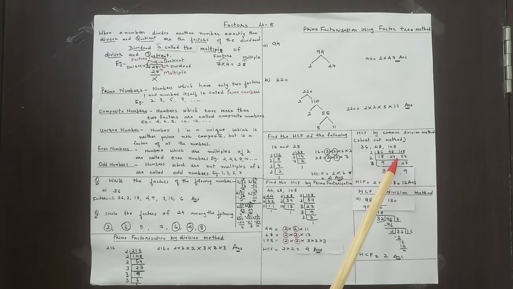Then 2 5s are 10, 2 4s are 8. Now we have 54 here. Now again it will be divisible by 2. 2 9s are 18. 2 1s are 2, 2 2s are 4, that is 12. 2 2s are 4, 1 will go here, it will become 27. Now we have 9, 12 and 27.